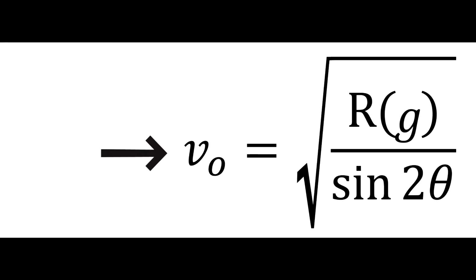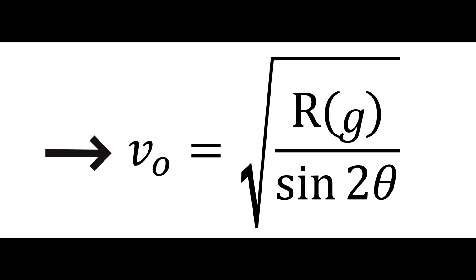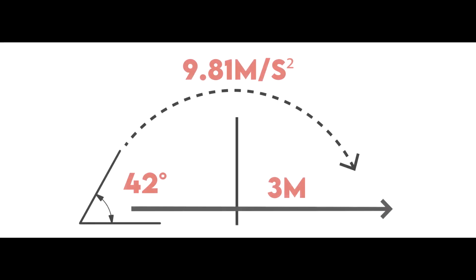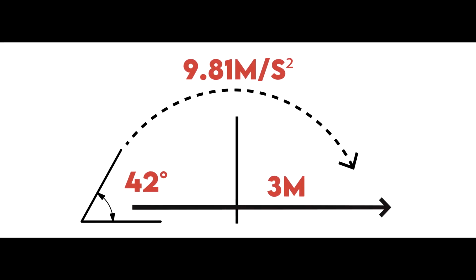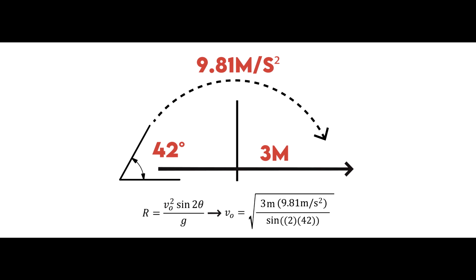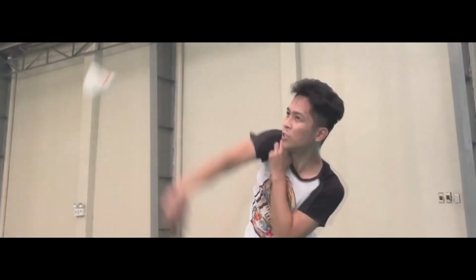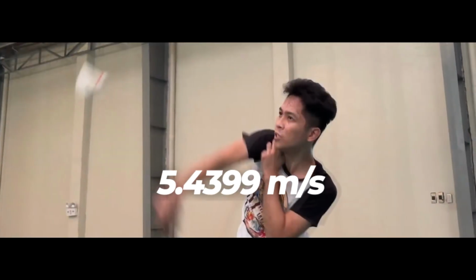Since we are looking for the initial velocity, we are going to derive the given formula to a formula where we find the initial velocity. Using the given values, initial velocity is equal to the square root of the quantity of 3 meters times 9.81 meters per second squared, divided by the quantity of sine of 2 times 42. With that, the prodigy had an initial velocity of 5.4399 meters per second as their speed of release.